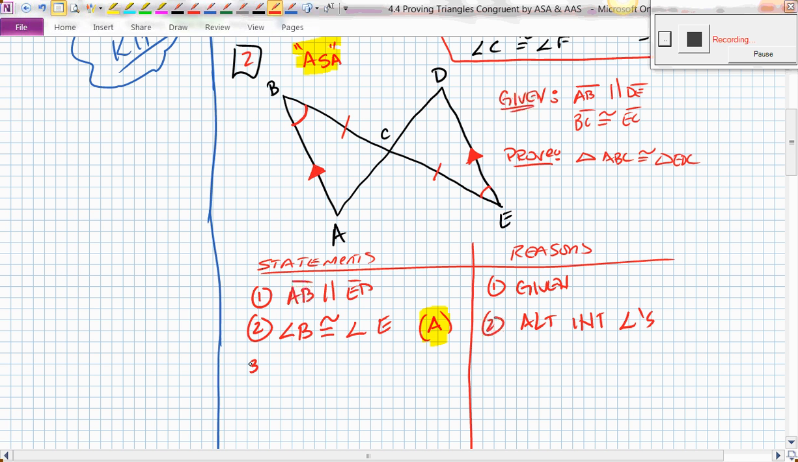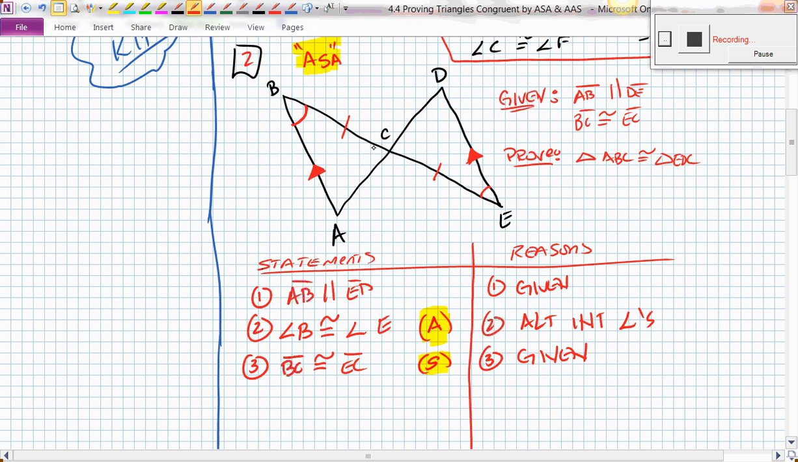So number 3, I need to get the side. Well, the side is BC. It's been given to me. So BC must be congruent to EC, and that is a side, and that's been given to me. So I got that one down. So now I have an angle, then a side. So the last thing I need is an angle.